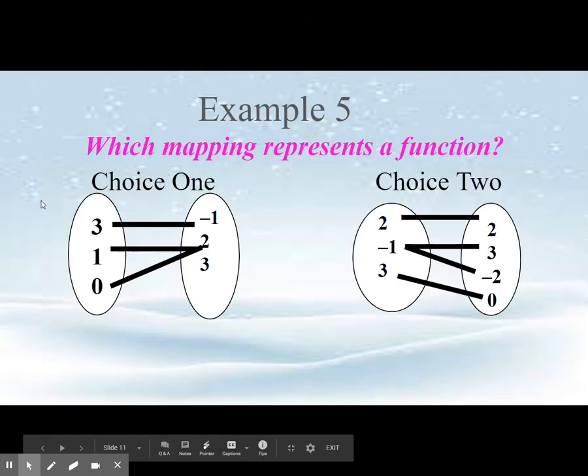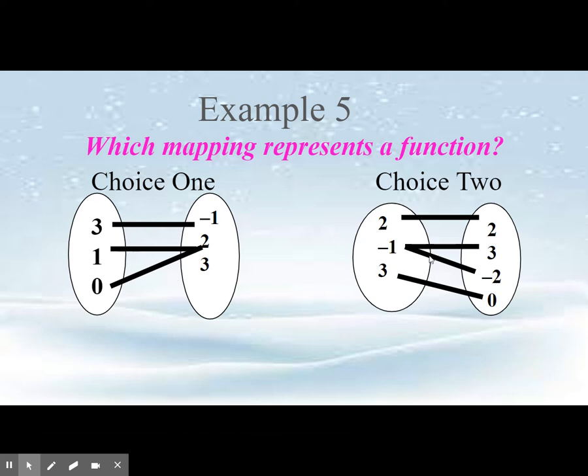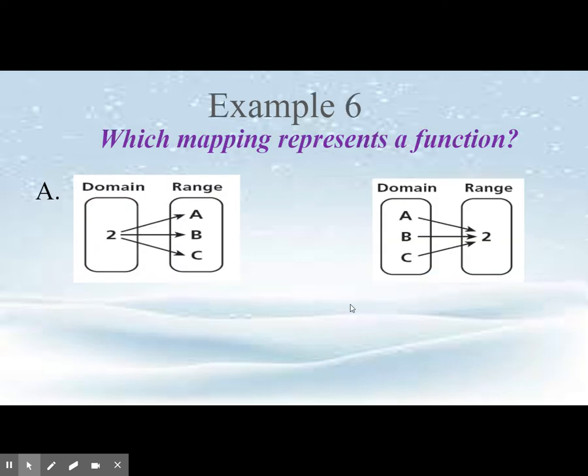So if we look at these, which one is a function? Choice one, so is this one a function or is this one a function? So pause the video, look at them, see what you decide. All right, so if you did that, what you should have got was that choice one is the function. 3 only has one arrow. 1 only has one arrow. 0 only has one arrow. So you're good. Remember, they can both go to the same number, but they can't have more than one leaving the same number. Whereas over here, nope, it's not a function because the -1 has 2 lines leaving it. The -1's going to the 3 and the -1's going to the -2. You can't do that. That's a problem.